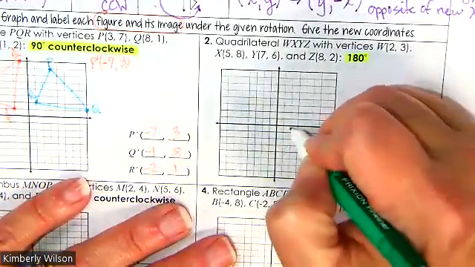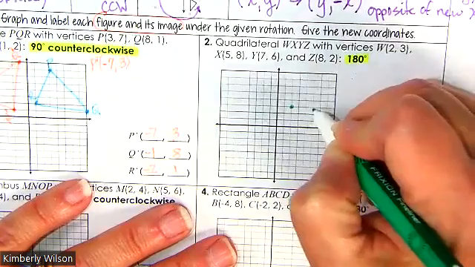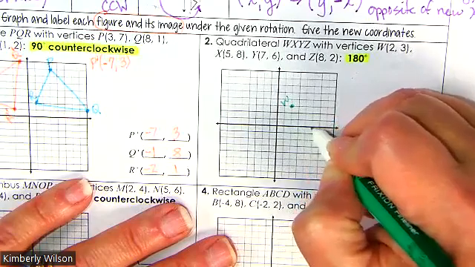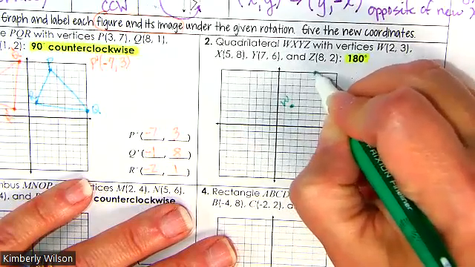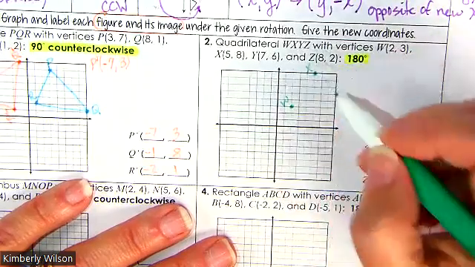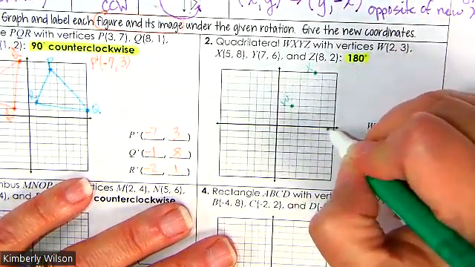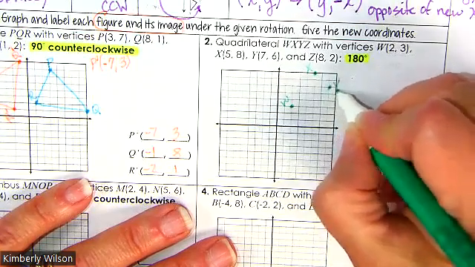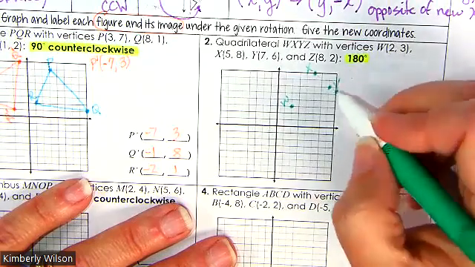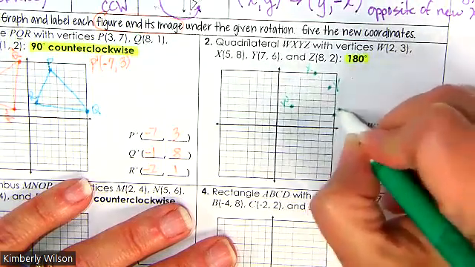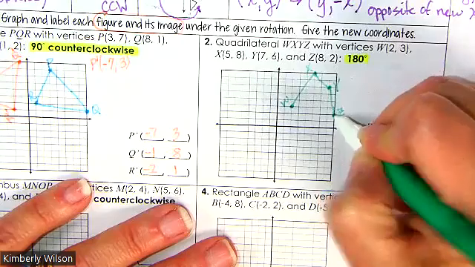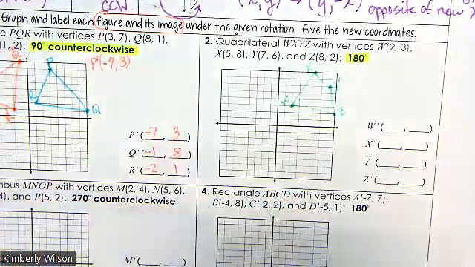Okay, next one, number 2. Plot the points real quick. 2, 3. There's W, 5, 8. That's X. Y is 7, 6. And then we have Z, which is 8, 2. Then we connect the dots.